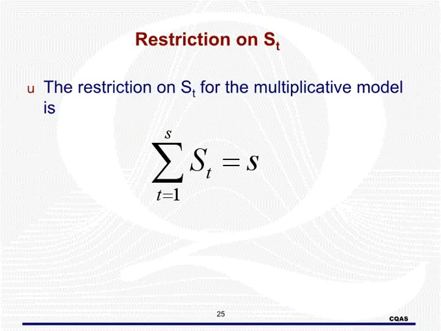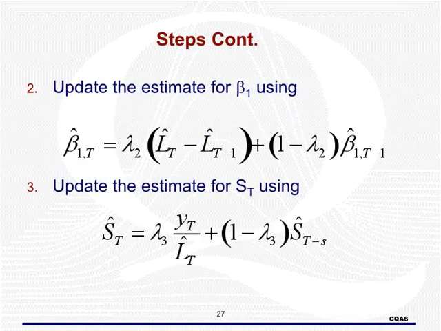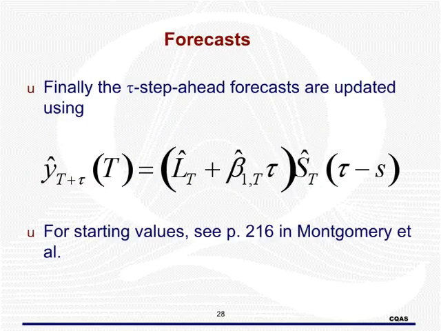Just as with the additive case, we will need 3 discount factors, which will all need to be between 0 and 1. The trend piece will be updated based on the equation in the slide. Then we use the updated trend piece to update the slope and seasonal terms based on the equations in the slide. Notice here again that we use sub TS to update the seasonal piece. What significance does this hold? Finally, we can create a tau step ahead forecast from the equation in the slide.